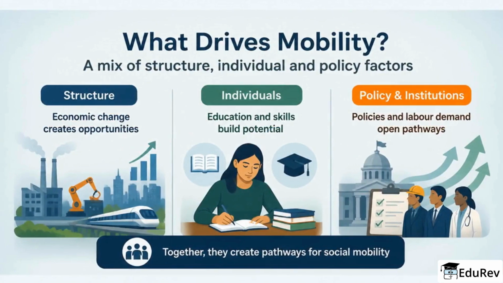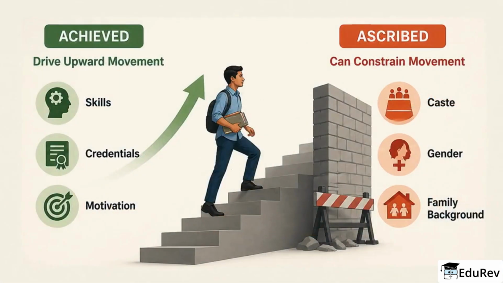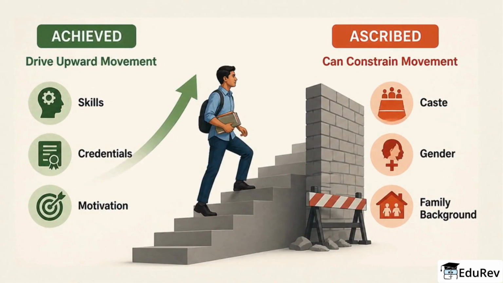What drives mobility in a society is a mix of structural, individual, and policy factors. Industrialization, education expansion, and labor market demand create opportunities. At the individual level, achieved characteristics such as skills, credentials, and motivation help upward movement, while ascribed features like caste, gender, and family background can constrain it.